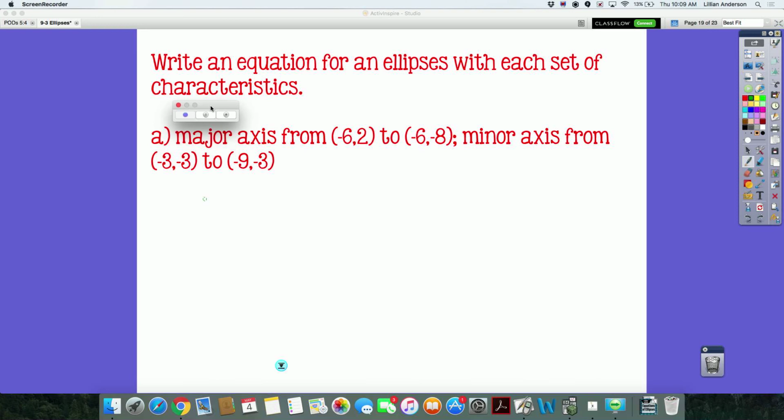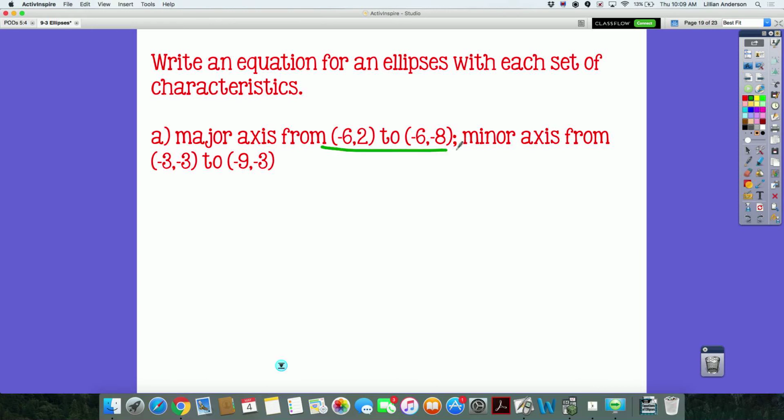All right, so we are writing equations for ellipses with each of the following characteristics. So we're using what we know about ellipses and general equations to create an equation. Whenever we're presented with one of these types of problems, we need to know three pieces of information. We need to know the center, h and k. We need to know the value of a, and we need to know the value of b.